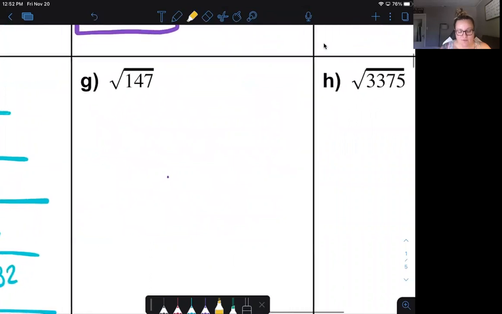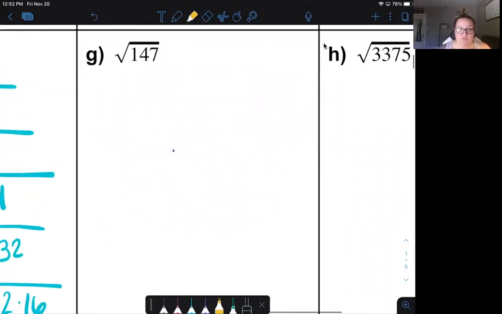All right, let's do another one. The square root of 147. Go ahead and break that down into its prime factors. Bring out what you can in front of the radical. Leave what's left under the radical. Give it a shot on your own. Press pause and then press play when you're ready to check your work.